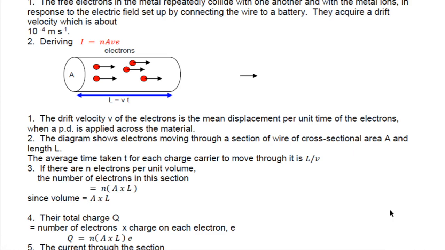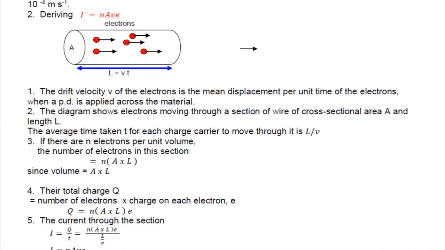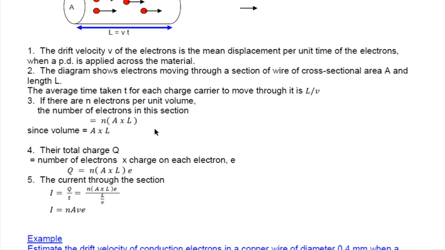The total charge is equal to the charge on one electron times the number of electrons, so Q is equal to n times the volume to get the number, then times the charge on each electron, which is the elementary charge e. The current through the section will be equal to Q over t from our definition, which is equal to that total charge divided by the time, which is L over v. Now if you simplify that, you come up to I is equal to nAve.